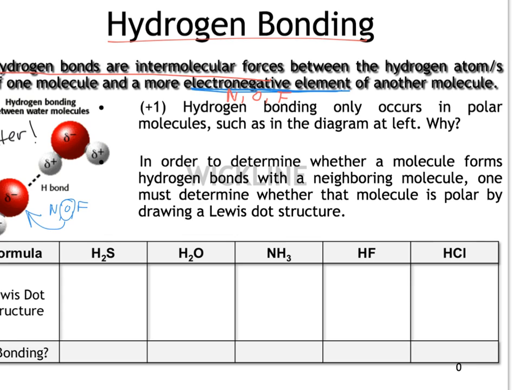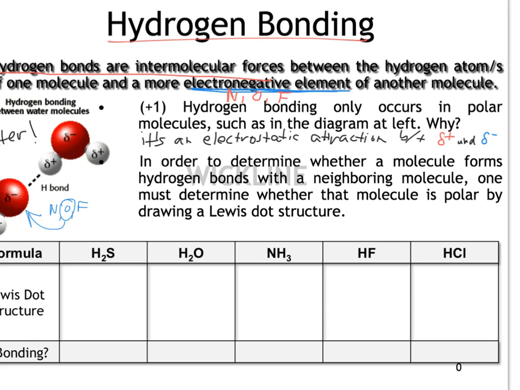So hydrogen bonding only occurs in polar molecules, such as the water molecules in the diagrams at left, and the reason why it has to be polar is because it is relying on intermolecular forces of attraction between poles of neighboring molecules, a slight positive end, which will be hydrogen, and the slight negative end, which would be either nitrogen, oxygen, or fluorine. So I used the Greek symbol delta, which we use in chemistry as slight. So it is between the slight positive and slight negative of those poles.